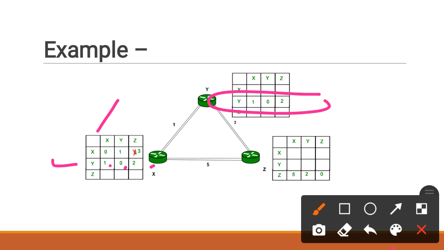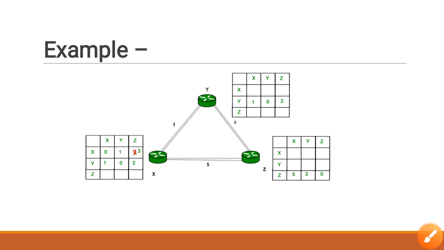If Y to Z is 2, then X knows X to Y distance is 1 and Y to Z distance is 2, so it will update the nearest distance as 3. So X maintains 3 in the table. Likewise the same for Y and Z.